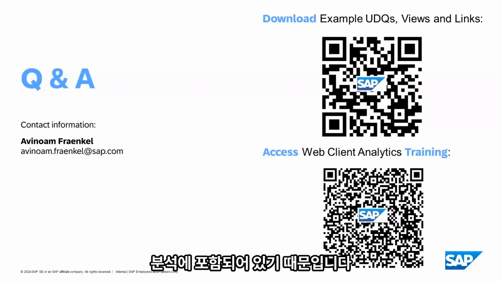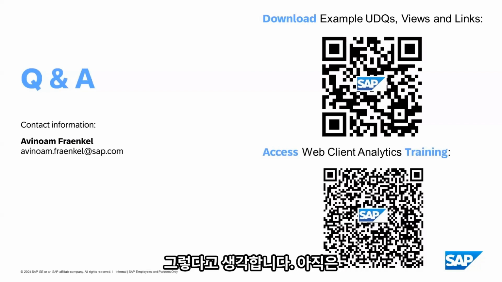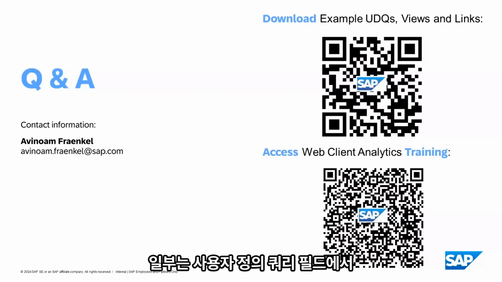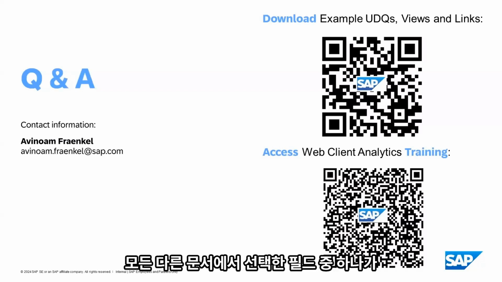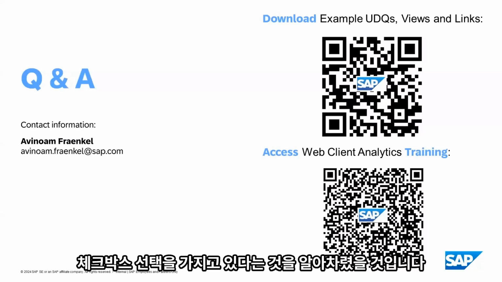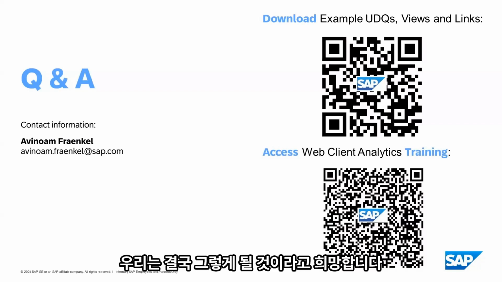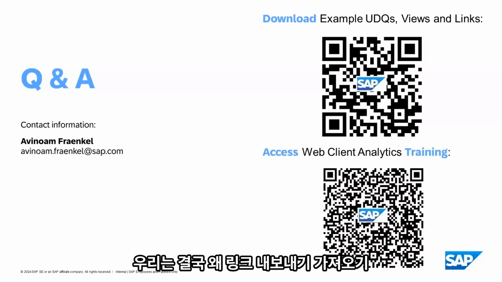So are you planning on adding drill down for all filter fields? I think so. I don't want to commit to that yet. You may have noticed that one of the fields selected from all the different documents in the user-defined query field had a drill down for selection of all the documents, a checkbox selection. That was automatic. Some of this functionality is automatic, some of it isn't, and I hope that we will eventually be providing that.